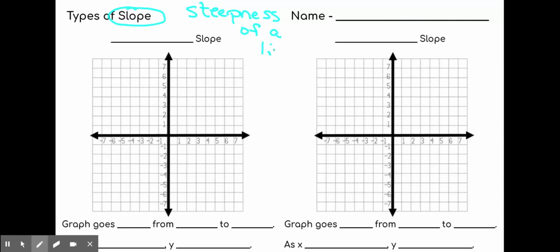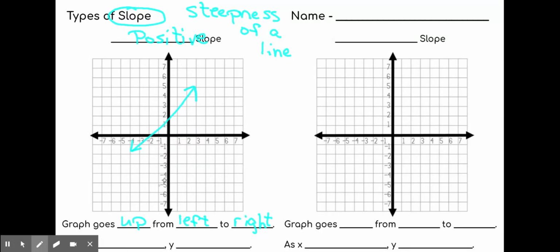So when we're talking about the slope of a line, we're talking about how steep it is. And the first type of slope is positive slope. So a positive slope, the graph goes up from left to right. We read a graph like we read a book. Okay, we read left to right. And if from left to right, the line rises, then that has positive slope.